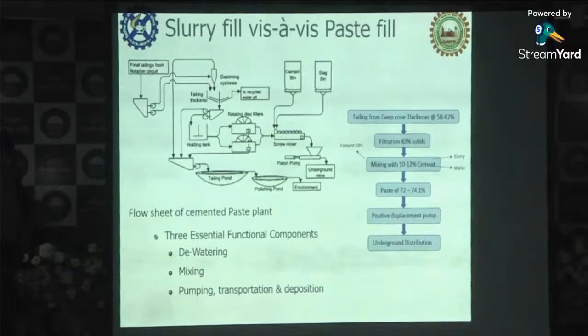Pradeep has already shown this cycle. The tailings come from the tailing plant and go through a deep cone thickener where the concentration is 58 to 62. It goes to filtration, where the disc filters increase the solid concentration to 83. Then it goes to mixing with cement, OPC, and water required to form the required pulp density, and then it is reticulated to the underground through positive displacement pumps. So what are the three essential things? Dewatering, mixing, and pumping and transportation. These are the major components of a paste plant.